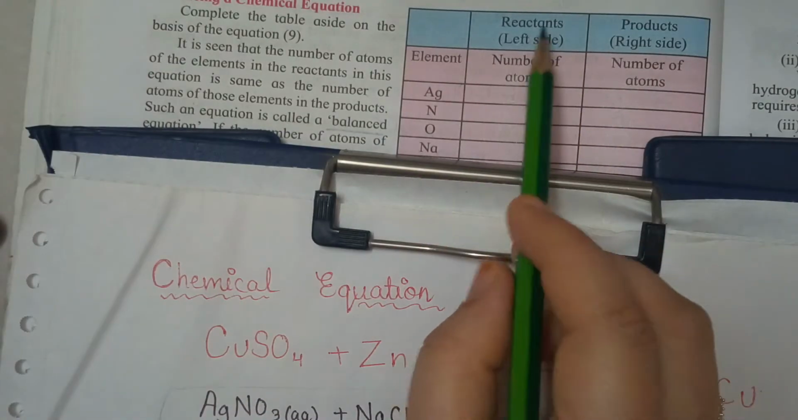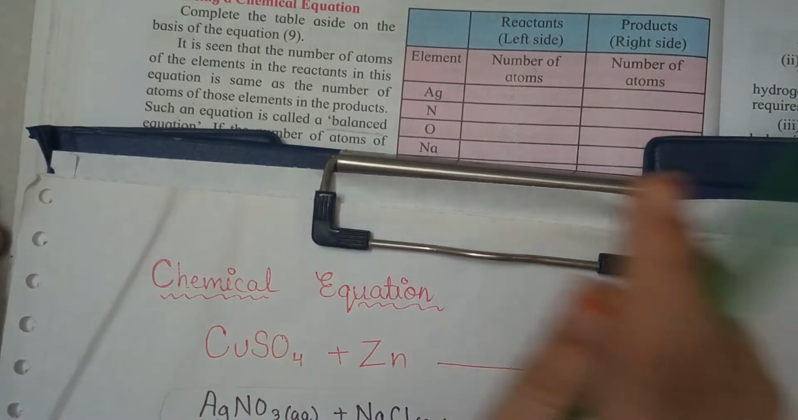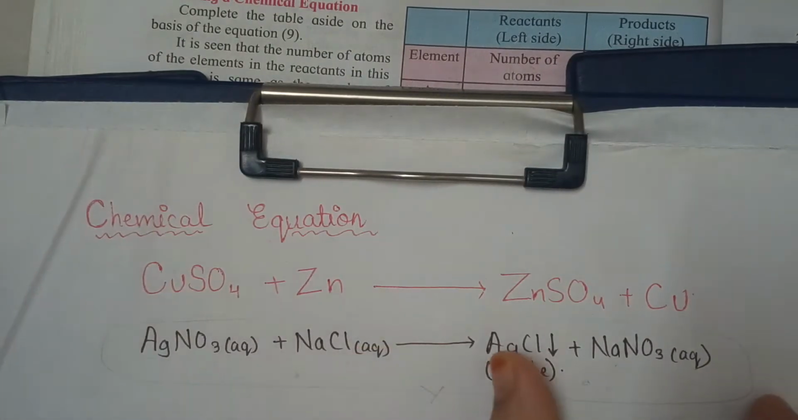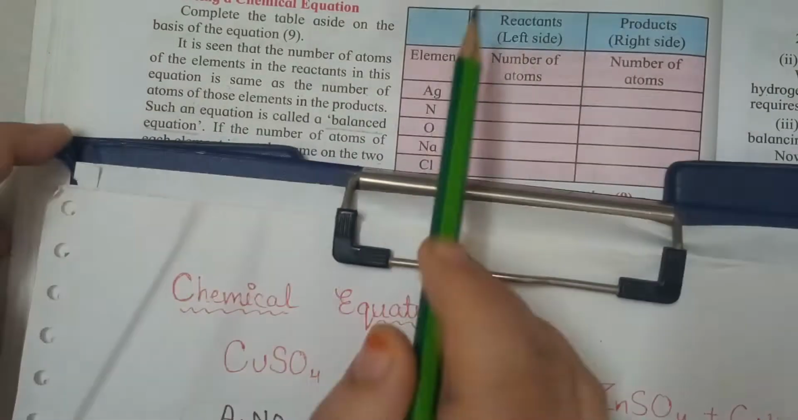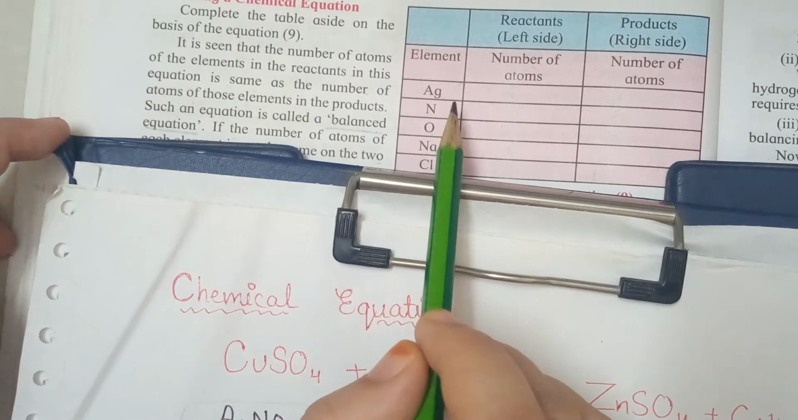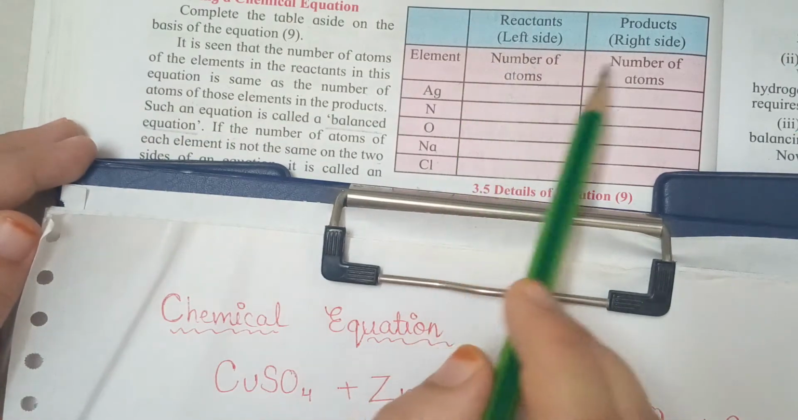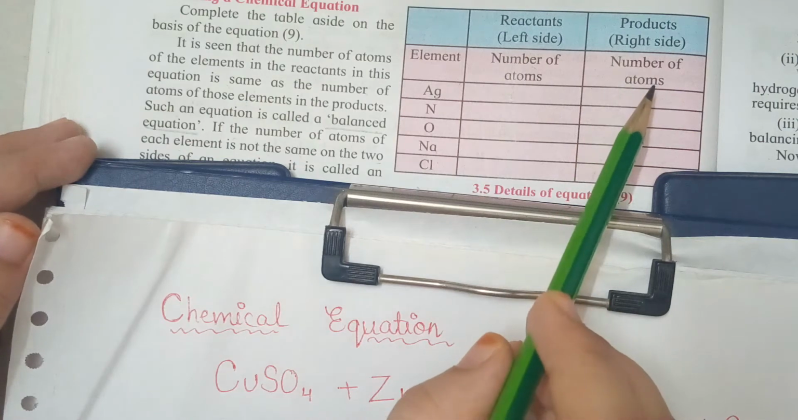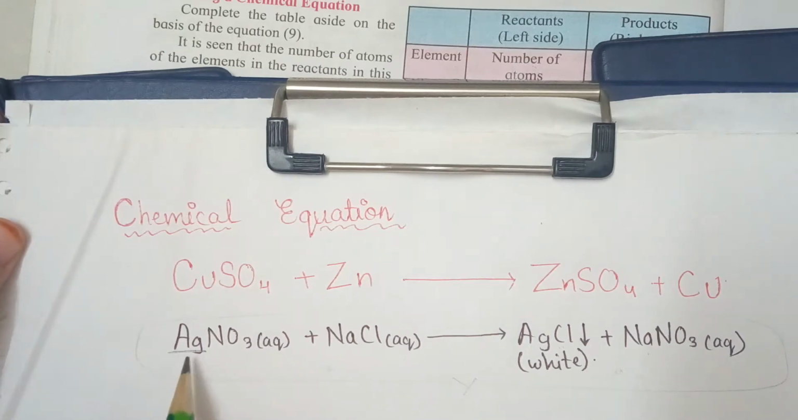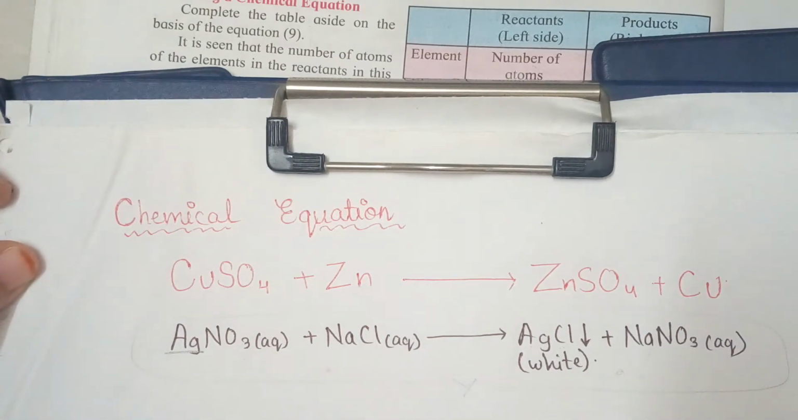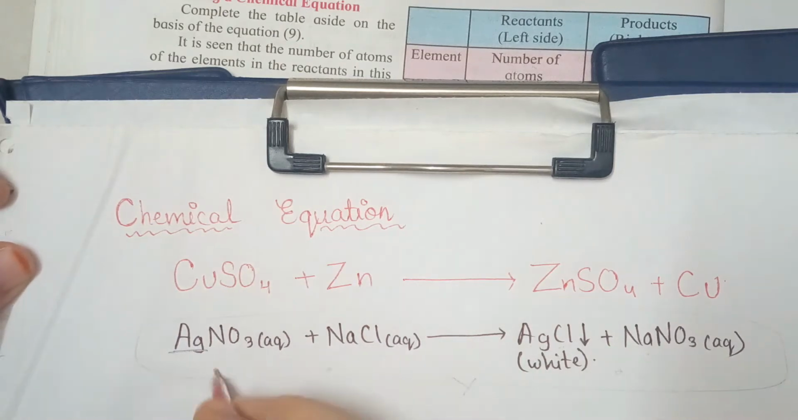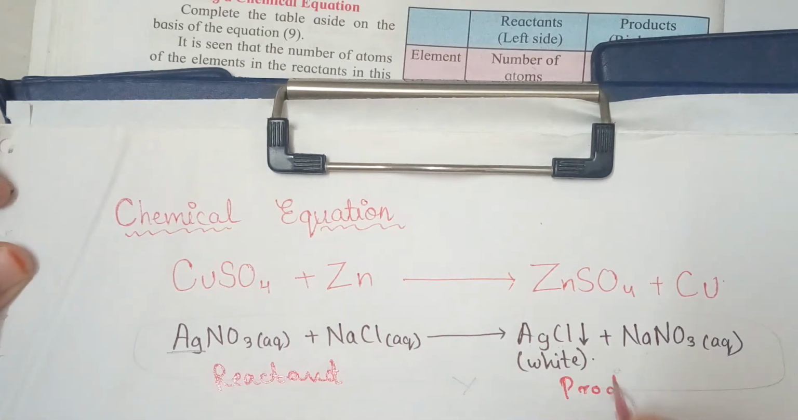All right, so here the reactants are on the left side and products on the right side. So this is a reactant and this is a product on the right hand side. So here elements are given like Ag or silver, nitrogen, oxygen, sodium and chlorine, and we have to write the number of atoms in the reactant and the number of atoms in the product. Okay, so here if we look at this equation, this is our reactant side and this is product side.